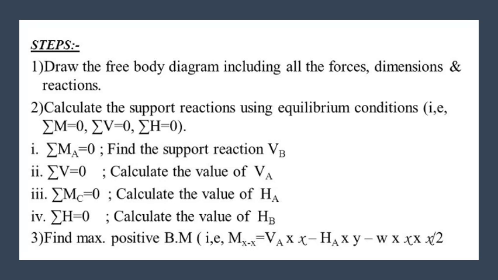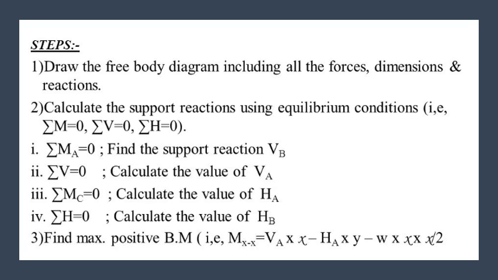By taking the moment about any end, either the end A or the end B, we can find one of the support reactions. If you take the moment about the end A, we get the support reaction VB. If we take the moment about end B, we get the support reaction VA. Then by applying the condition sigma V is equal to 0, we find out either VA or VB.